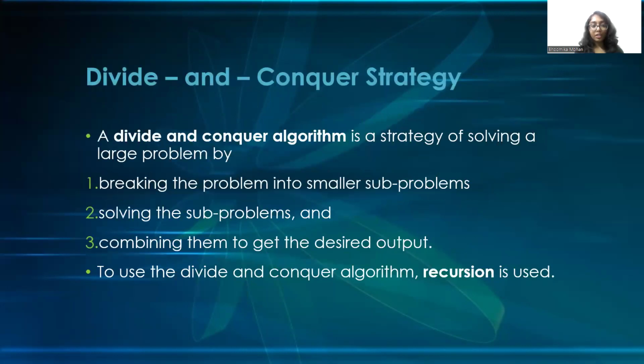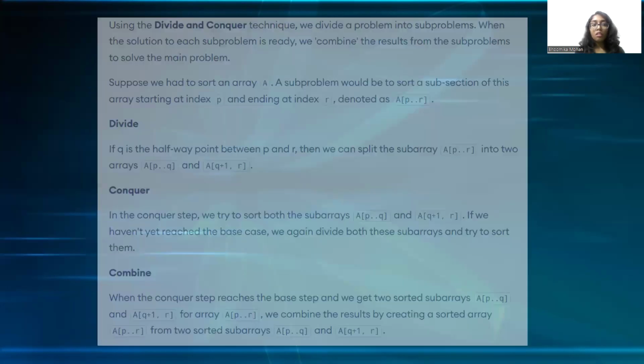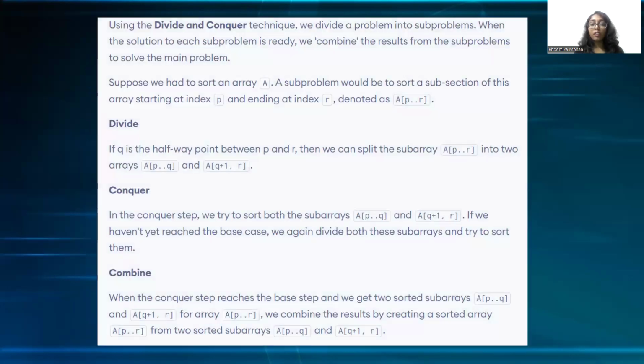Divide and conquer strategy. A divide and conquer algorithm is a strategy of solving a large problem by first breaking the problem into smaller subproblems. Second is solving the subproblems and then combining them to get the desired output. To use the divide and conquer algorithm, recursion is used. Using the divide and conquer technique, we divide a problem into subproblems. When the solution to each subproblem is ready, we combine the results from the subproblems to solve the main problem.